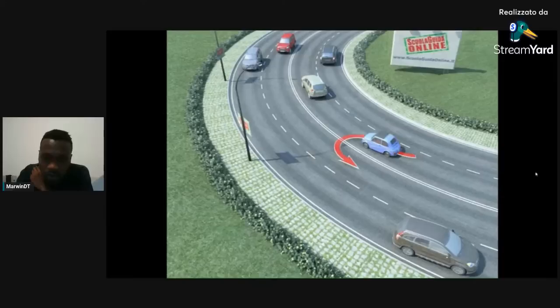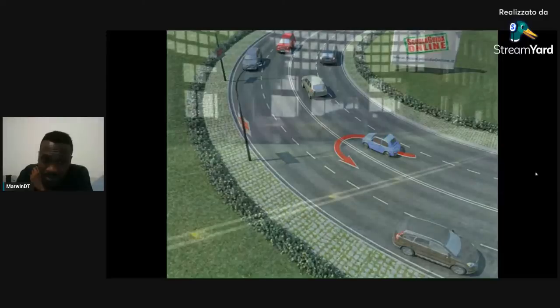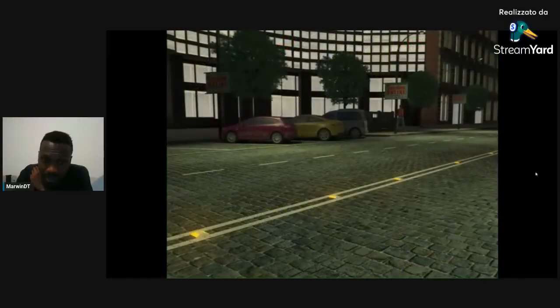We can also find it located on a sharp curve. And this curve is two lanes for each sense of circulation. The U-turn is not allowed. Very good.